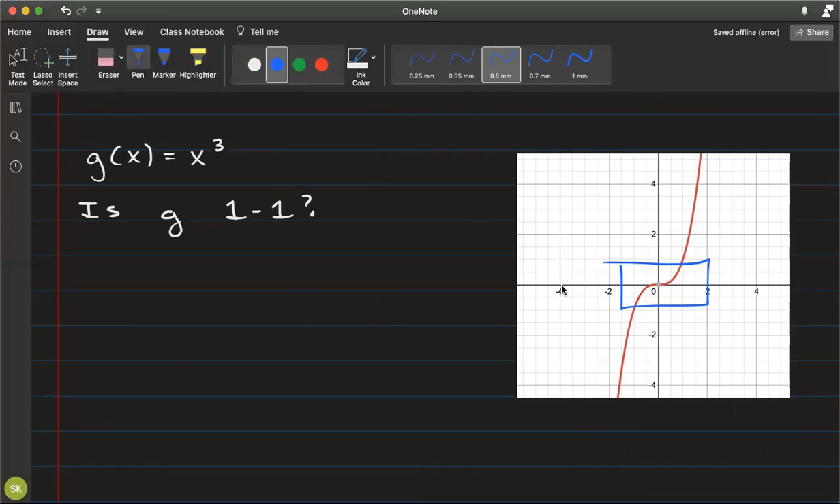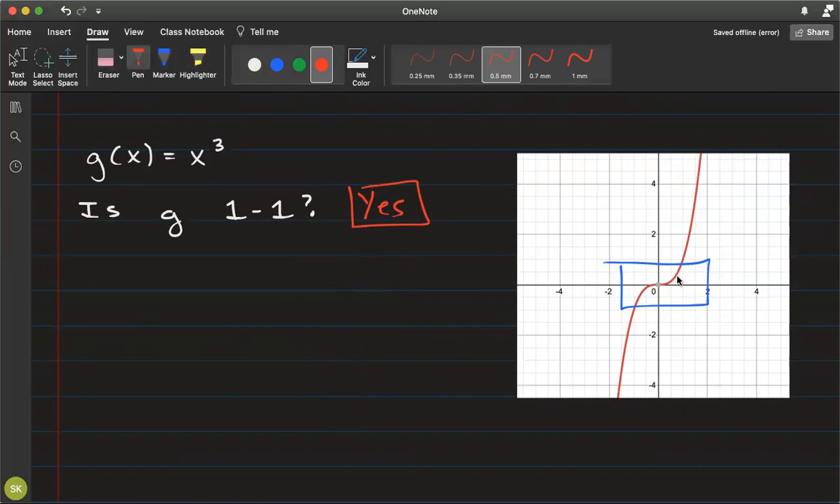But if you zoomed in enough, like if you graph this on a graphing calculator, you're going to see that this line right here is actually not a straight line. This function is always increasing. And because of that, if you draw a horizontal line, you're only going to intersect the graph one time. So the answer is yes here.